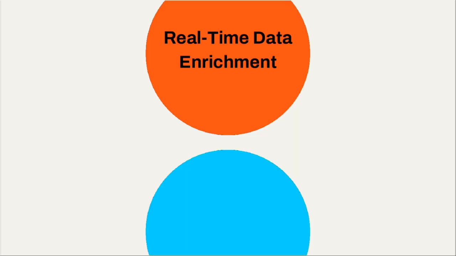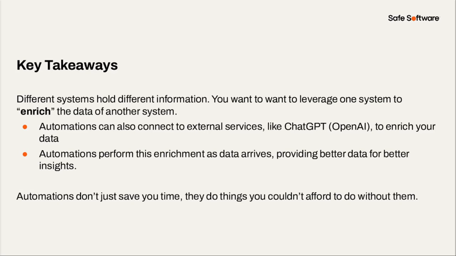Lastly, I want to talk a little bit about real-time data enrichment. We're going to see another example using a webhook, but it's an example where, instead of trying to keep two systems synchronized, we'll enhance the data in one system. So the key takeaways here are that different systems hold different information, and different services can provide different information. You want to leverage those systems and services to enrich data in one system or other systems.